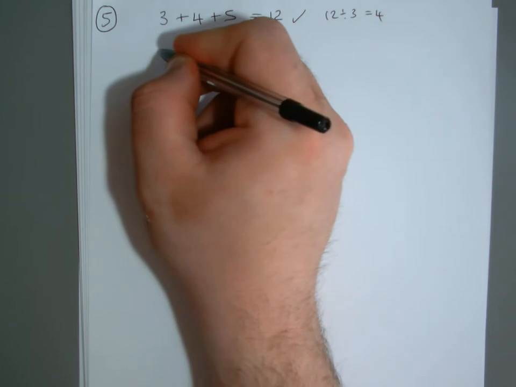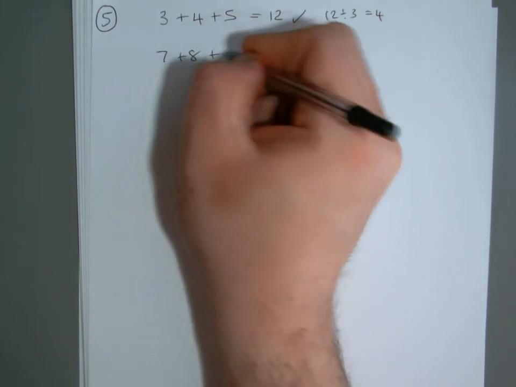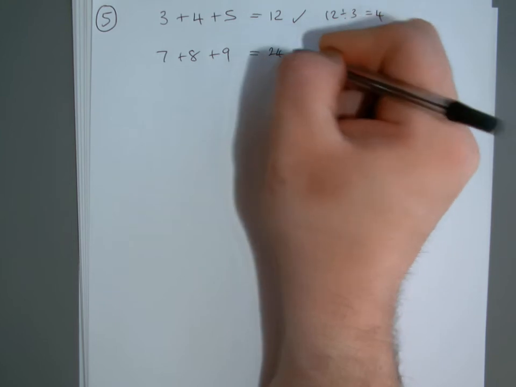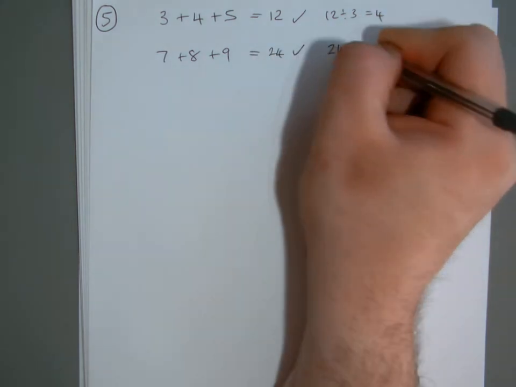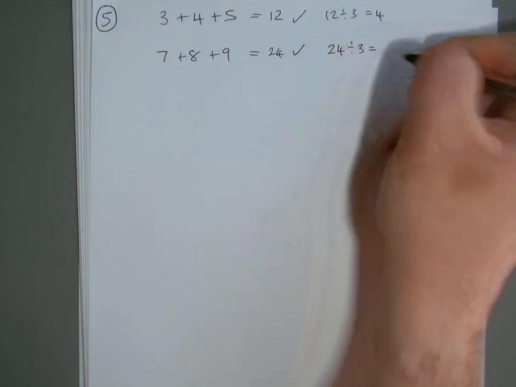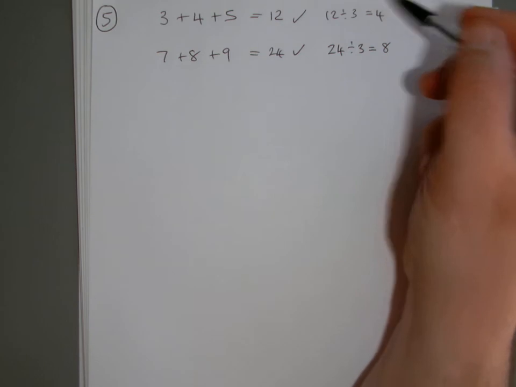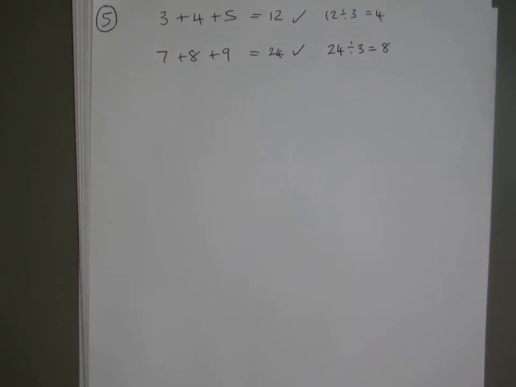So for any three consecutive integers, for instance 7, 8 and 9, if I add them together I get 24, and that is divisible by 3. You divide it by 3 without leaving a remainder, and you get 8. We could try any number of combinations of three consecutive integers, but there's an infinite amount of them, so we'd have to go on and on forever.